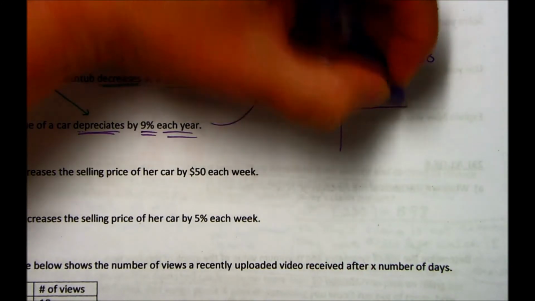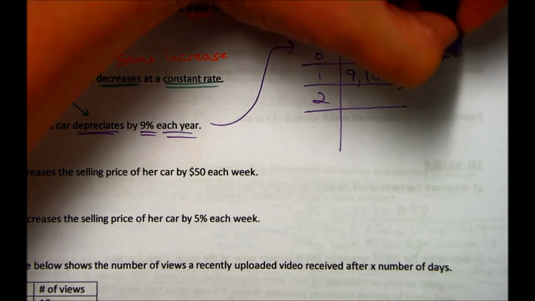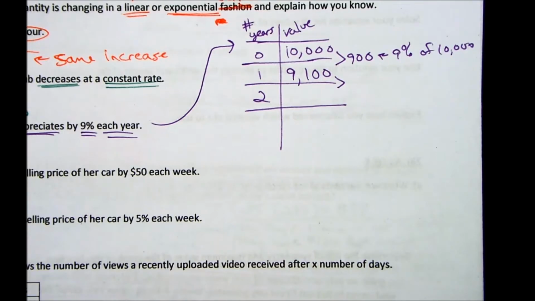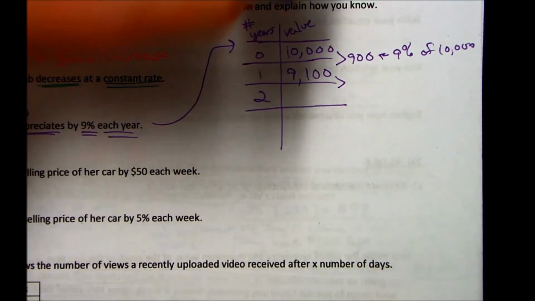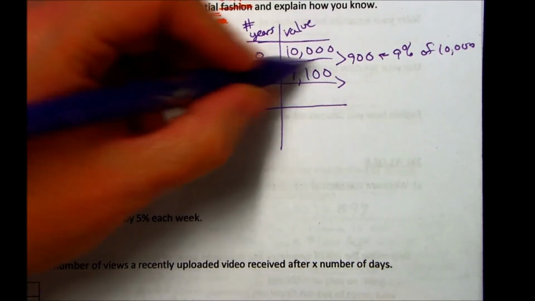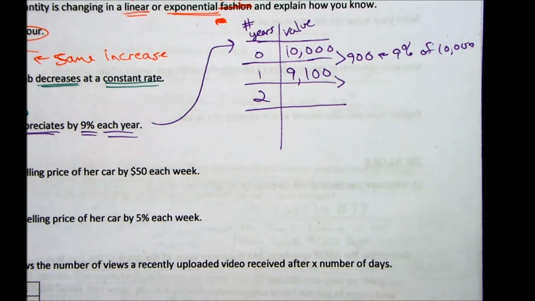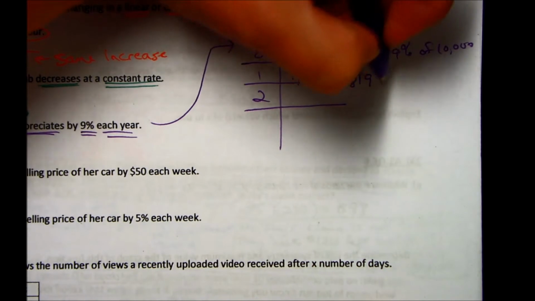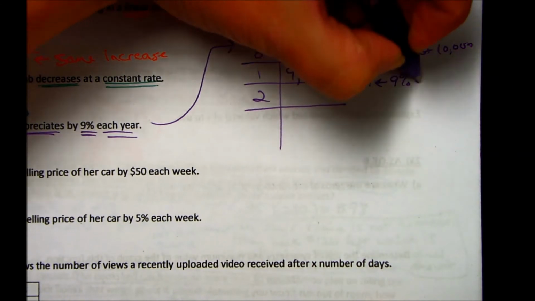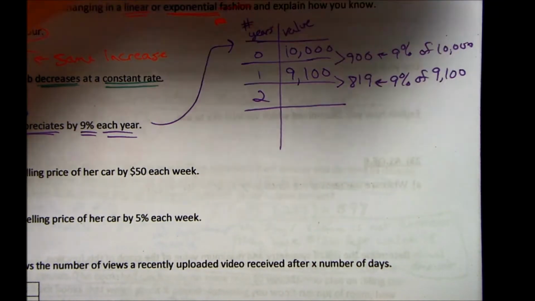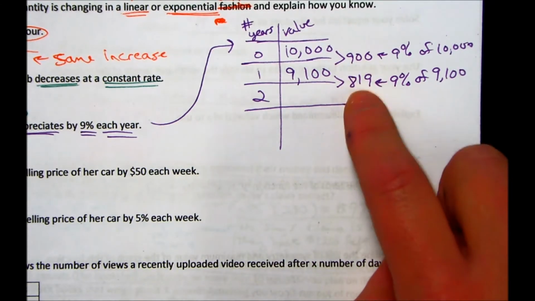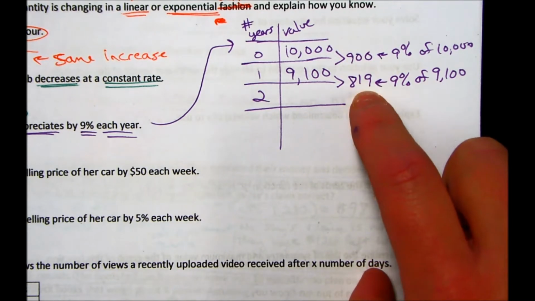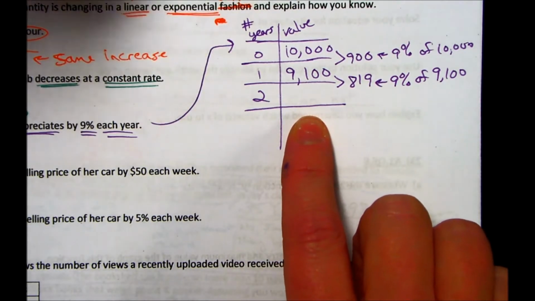Well, in year two, in the next year, it's going to be decreasing 9% of the 9,100. I've already done the calculations, so it's going to be decreasing by $819. And again, that's 9% of 9,100. So the rate of decrease is getting smaller, so it's not a constant rate of change.